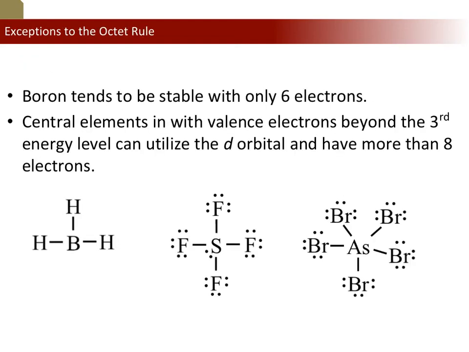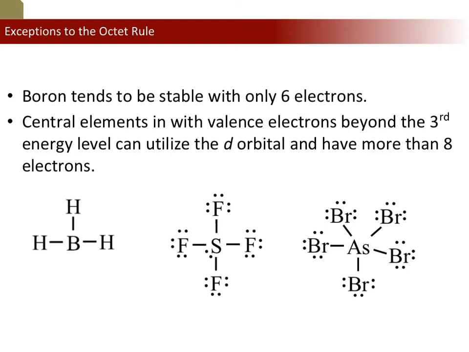Of course, as we talked about, there's some octet rule breakers. And the first one I want to talk about is boron. Boron tends to be stable with only 6 valence electrons. And so, I don't know, it's the hexagon rule or hextet rule. Okay, boron does not need a full valence, 8 valence shell. So that's the one that you need to know, that it's okay to have less than 8.